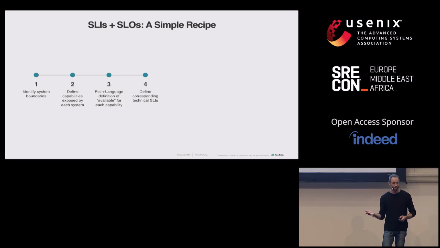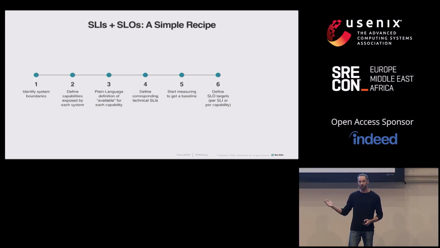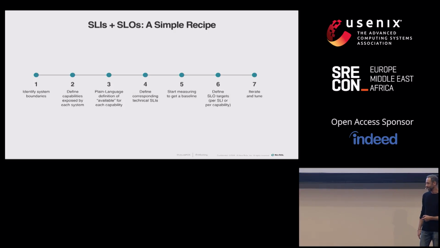After we've defined those SLIs, we're going to start measuring them so that we can establish a baseline of performance. And after we've established the baseline, we'll establish an SLO target. And then finally, we're going to iterate because, hey, we all like iteration. Sound good? Excellent. Sounds like a great recipe. All right, let's dive in.